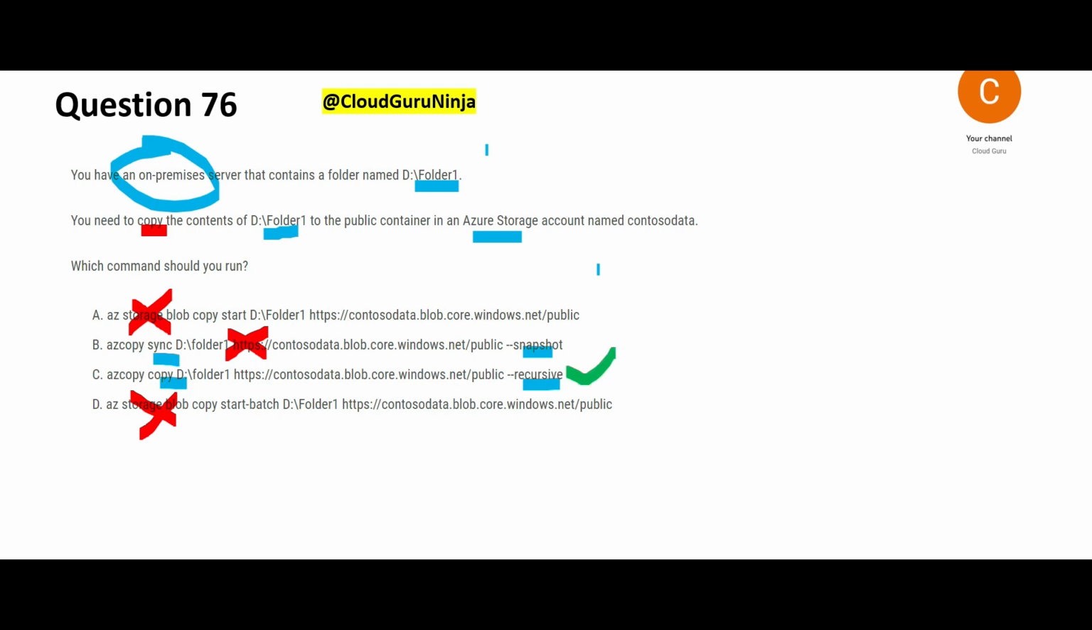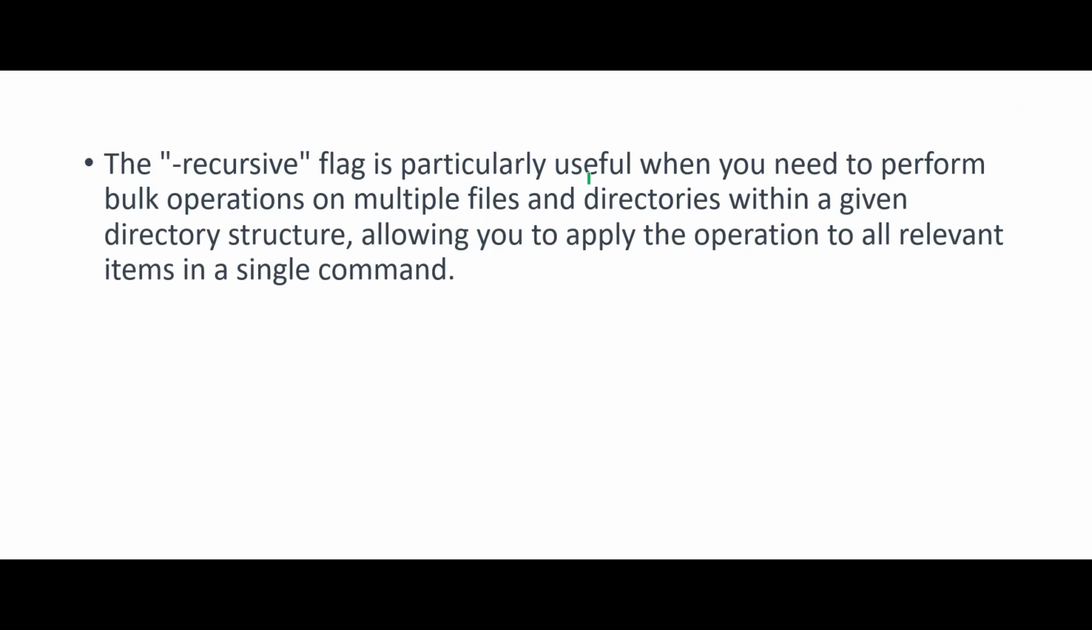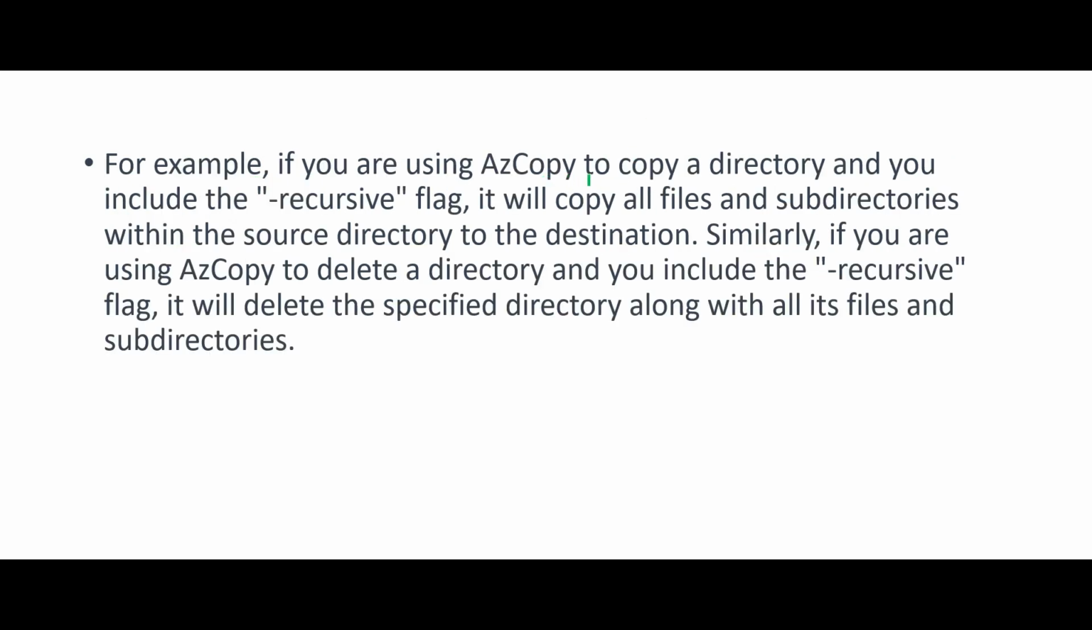But let us look at snapshot and recursive also. What do these commands mean? If you want to perform bulk operations, then you use recursive. Bulk operations, like a lot of files, a lot of directories and so on. It will allow you to apply the operation to relevant items in a single command. For example, if you use azcopy to copy a directory and you use the recursive flag, it will copy all the files and subdirectories to the destination.